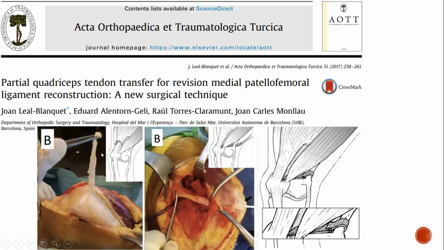This is another procedure where the quadriceps turndown is performed. The medial slip of the quadriceps is taken off and channelized posterior to the VMO, and it is slung around the adductor magnus tendon and stitched onto itself.